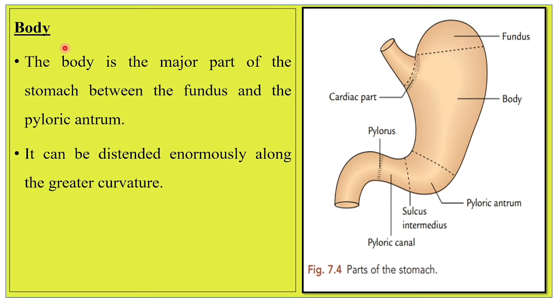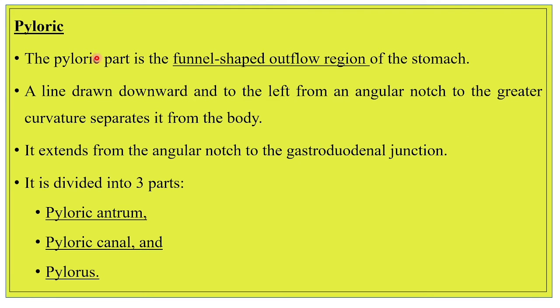And coming to the third part, the body. The body is the major part of the stomach between the fundus and the pyloric antrum. It can be distended enormously along the greater curvature. And coming to the last part, the pyloric part. The pyloric part is the funnel-shaped outflow region of the stomach. A line drawn downward and to the left from the angular notch to the greater curvature separates it from the body, and it extends from the angular notch to the gastroduodenal junction, where it joins with the duodenum.